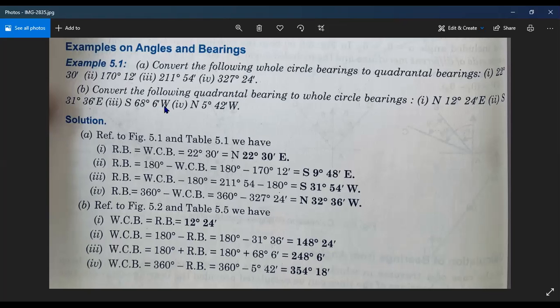From south towards west, you have 68 degrees 6 minutes. That means 180 degrees plus 68 degrees 6 minutes. If you do that, you will get the whole circle bearing of that line.